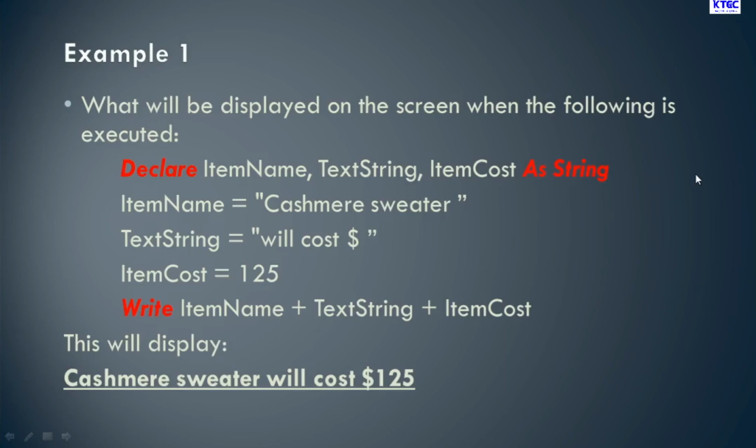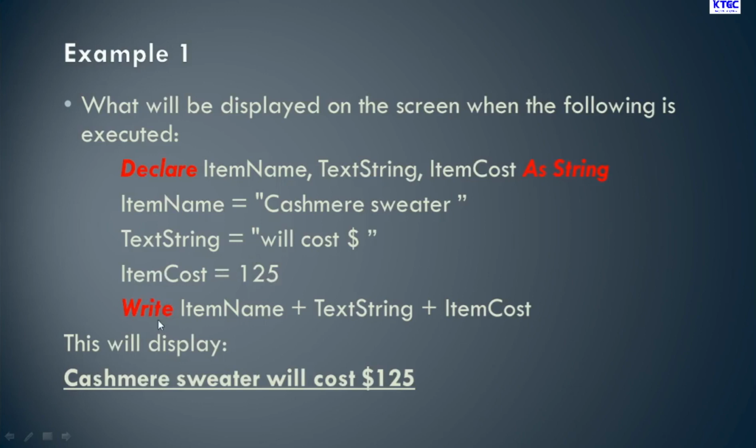The computer is now aware. So now I'm going to do what I've told the computer I'll be doing. Item name, computer, now my item is what? Cashmere sweater. So take this cashmere sweater and put it inside. So anytime I call on this, you tell me this. The second one, the text string, computer, I'm putting will cost, the dollar sign. Anytime I run the program and I call this, display this for me to see. Item cost equal to 125. My dear computer, I'm taking all this and storing it inside here. Anytime I run it and I call the item cost, display this for me.